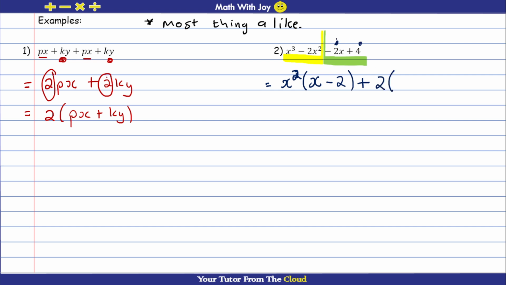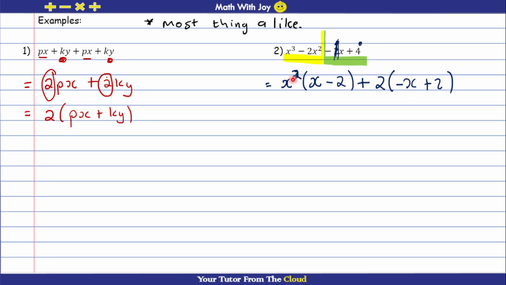Then I'll ask, what is left in this term when this 2 is gone? I have a minus x and I have a plus 2. So now I was able to factorize this using factorization by grouping. As you can see here, we took the first two terms and factorized them, and we took the last two terms and factorized them. This is called factorization by grouping.